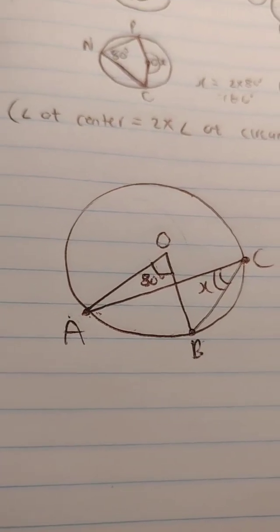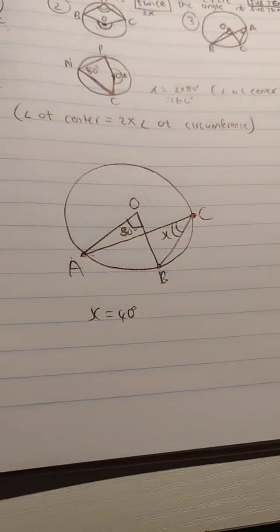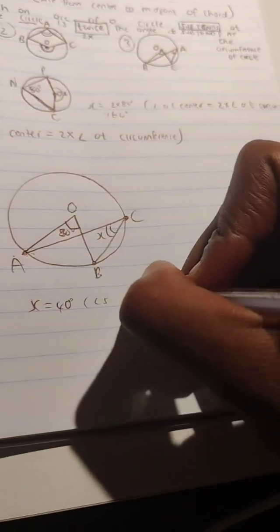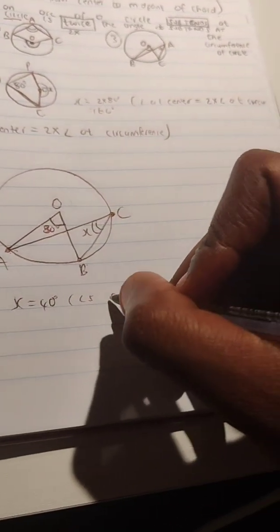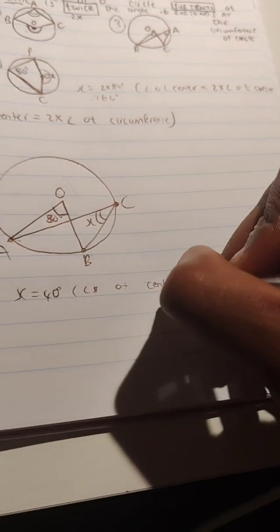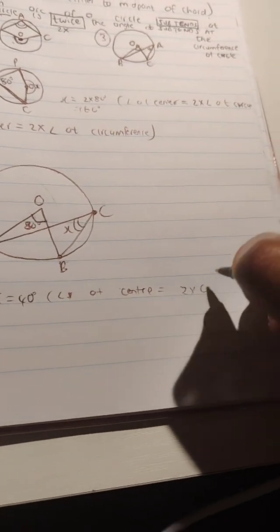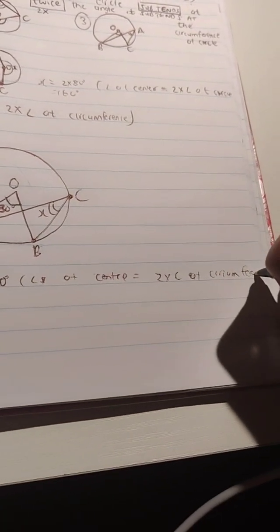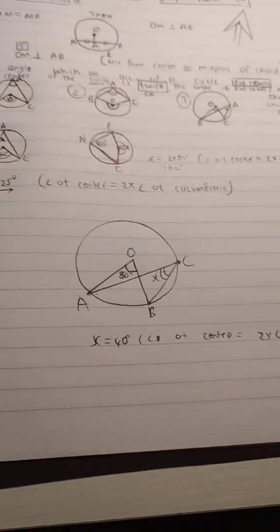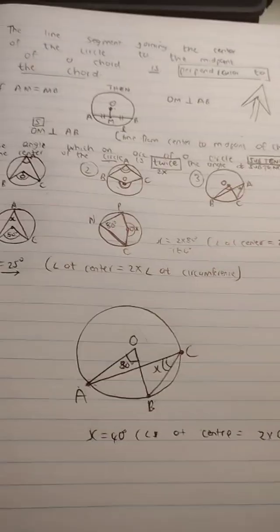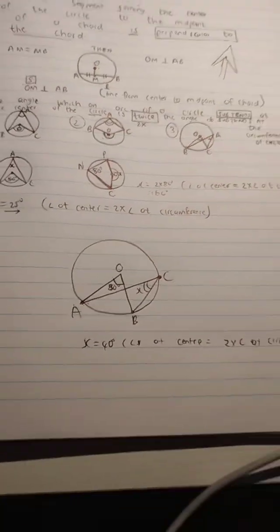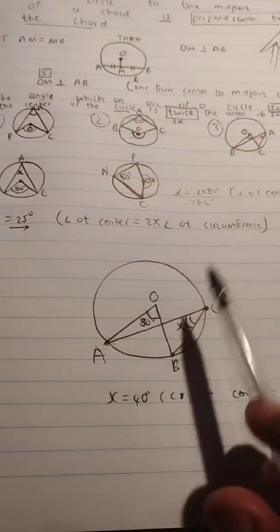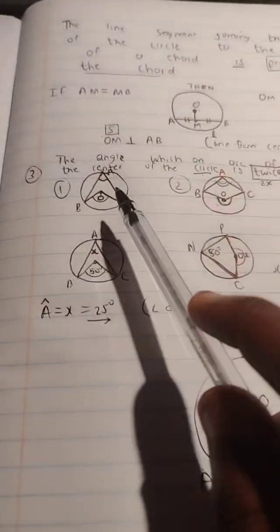You guys get the point, right? X would be 40. And we don't forget to write our reason. X is equal to 40 degrees. Reason: angle at center is equal to 2 times angle at circumference. That is the center theorem, guys. That is the center theorem. So I beg you guys, three diagrams.